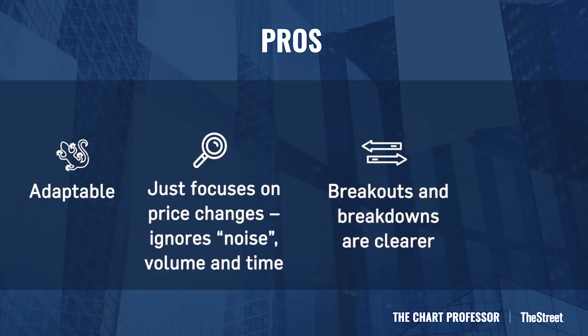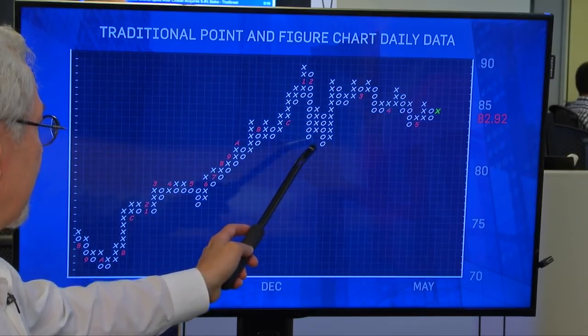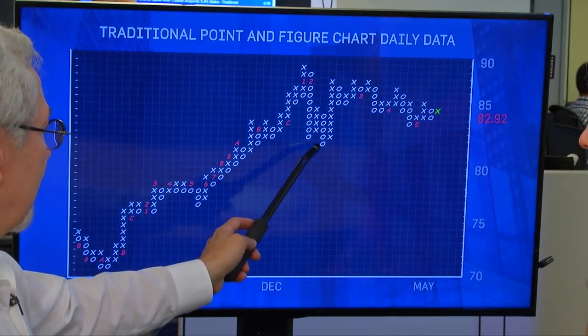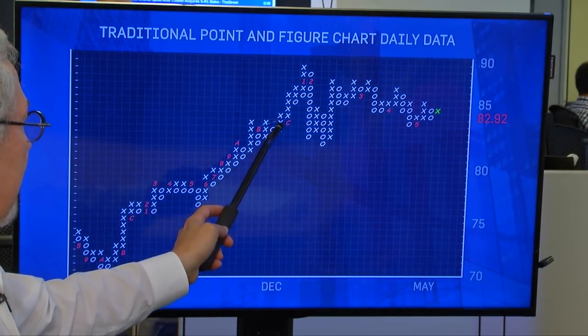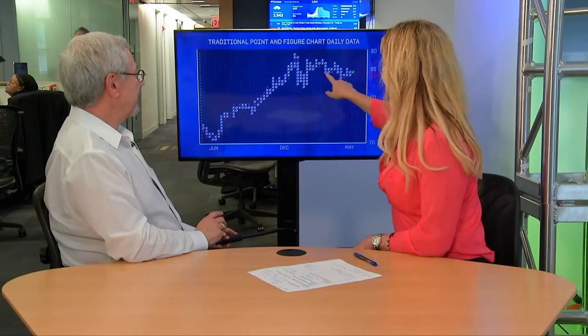So this is like a blow up now of what we were just looking at. Breakouts are clearer. How so? So here's a breakdown. Here's a low breaking under the previous low. Here's a breakdown because it's lower. It broke that low. Okay, and here's a breakout that followed through above this dollar amount. What are the numbers all about?